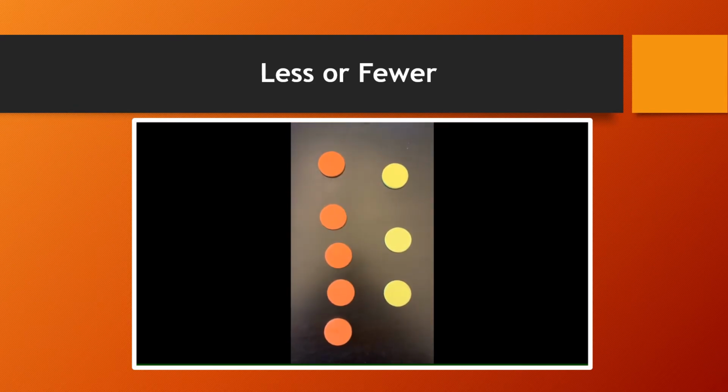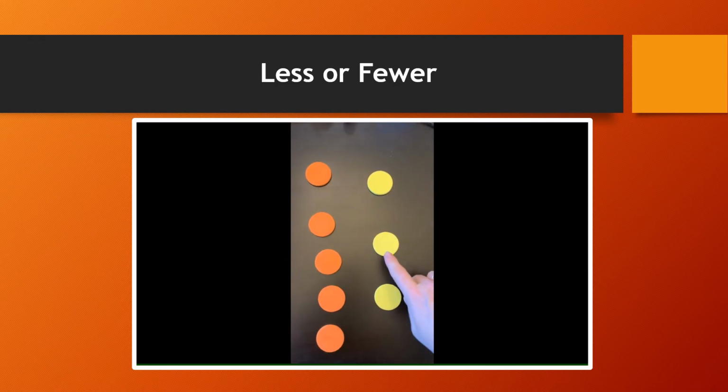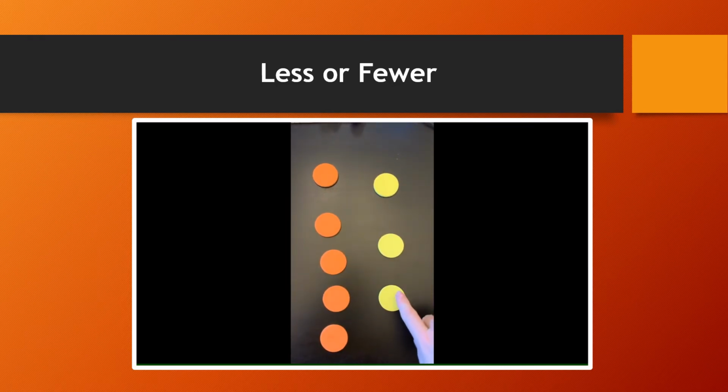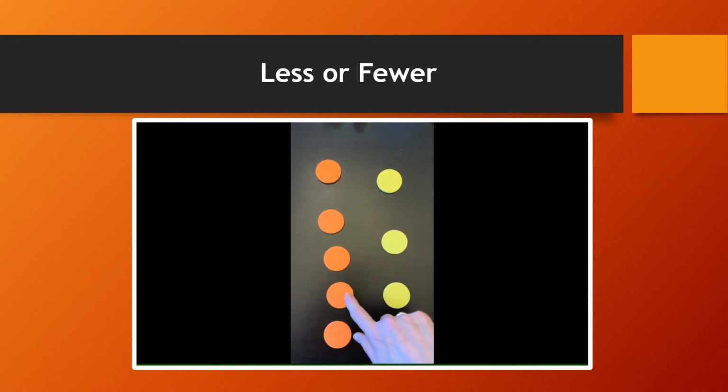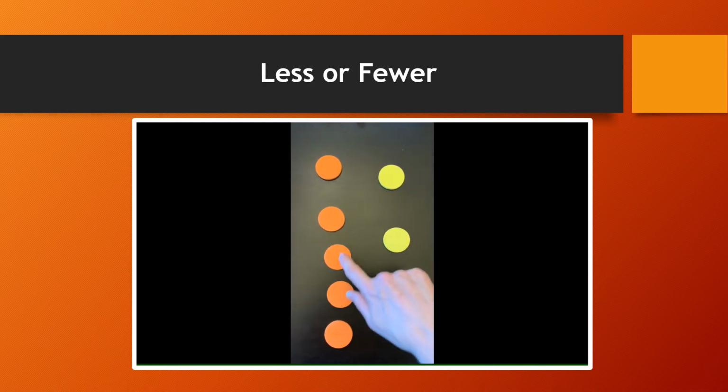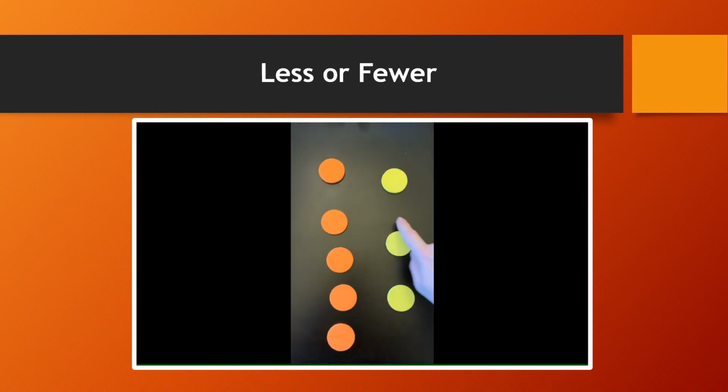Now it's your turn. Pause the video and tell me which side has less or fewer. Of course, you're correct if you think the yellow side has less or fewer. Let's do one-to-one correspondence to double check. 1, 2, 3. So the orange side has more, therefore the yellow side has less or fewer.